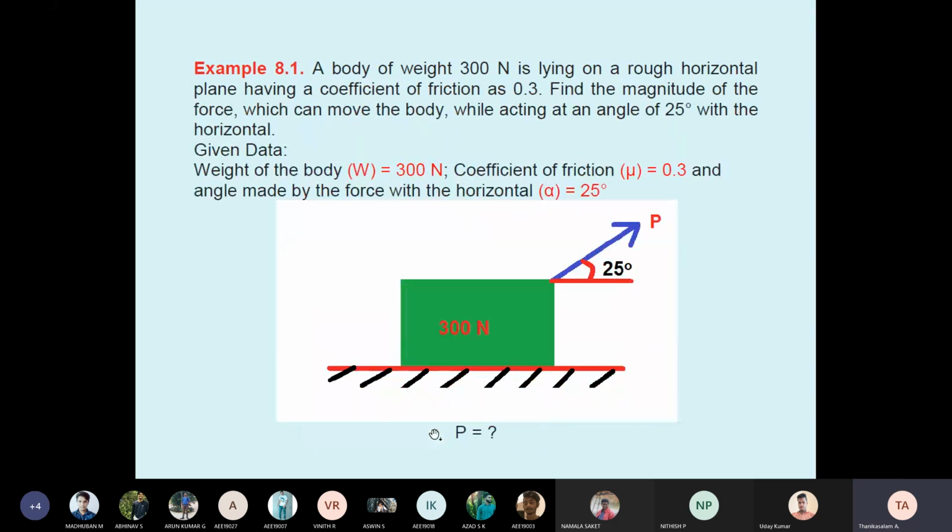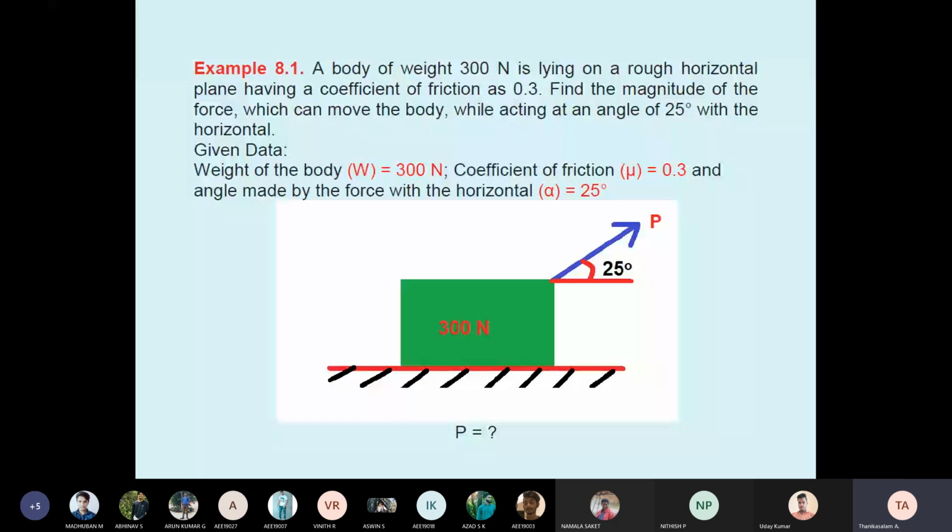Then we started the problems. In this problem, a body is resting on a rough horizontal surface. The weight is given as 300 Newton, and the coefficient of friction mu is given, mu equal to 0.3. Students, the mu value is always less than 1, or at maximum less than 5. The body is resting on a rough horizontal plane.